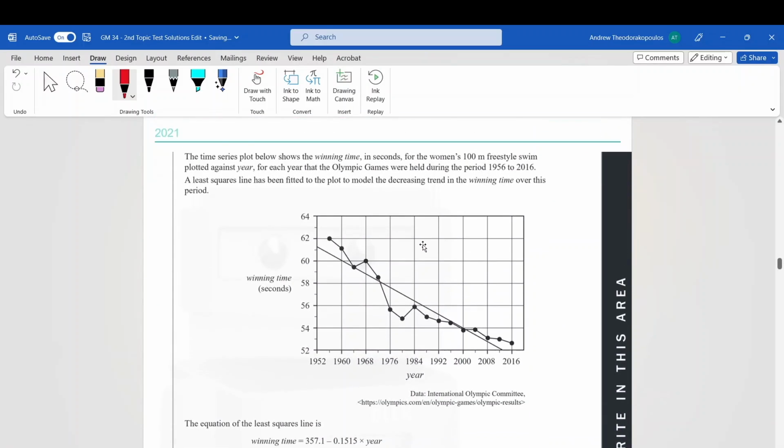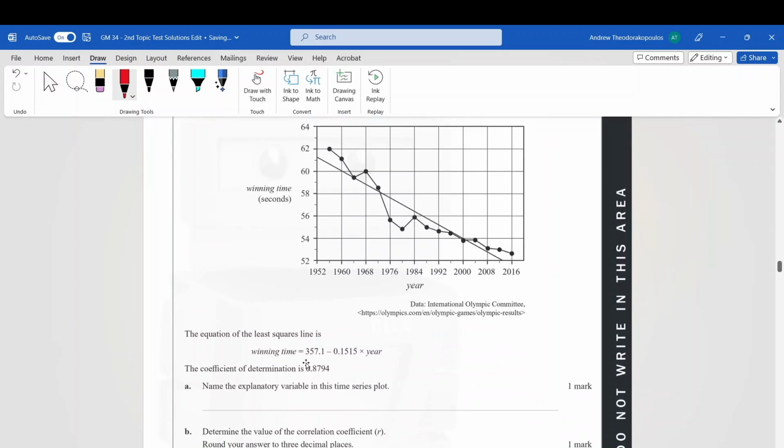The time series plot below shows the winning time in seconds for a 100-meter freestyle swim plotted against year. For each year that the Olympic Games were held during this period, a least squares line has been added to the plot. Let's name the explanatory variable. Most of you did well on this. The explanatory variable is the one at the bottom, so that would be year.